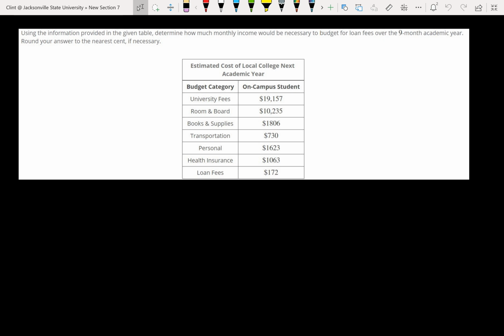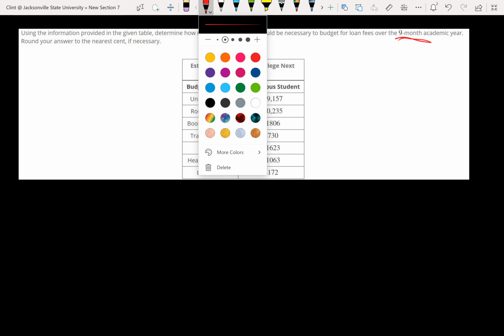Let's look at 9.1, the short section. Really, if you can do percentages, then you're okay on 9.1. Let's look at a couple of those anyway. It says use the information provided in the table, determine how much monthly income would be necessary to budget for loan fees over the 9-month academic year. Round your answer to the nearest cent if necessary.